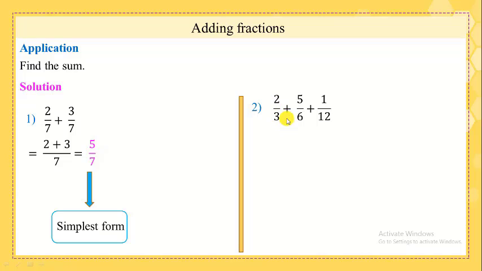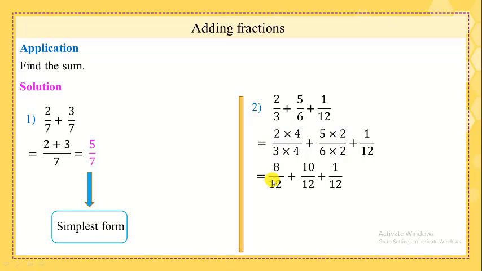2 over 3 plus 5 over 6 plus 1 over 12. 12 is the LCM of 3, 6, and 12. So we need to multiply 3 by 4 to get 12, and 6 by 2 to get 12. And in the third fraction, the denominator is already 12. So we do the same to the numerators. We multiply 2 by 4 and 5 by 2.